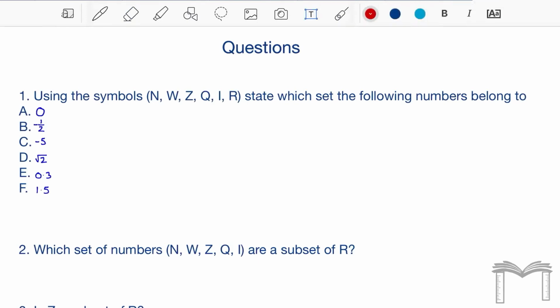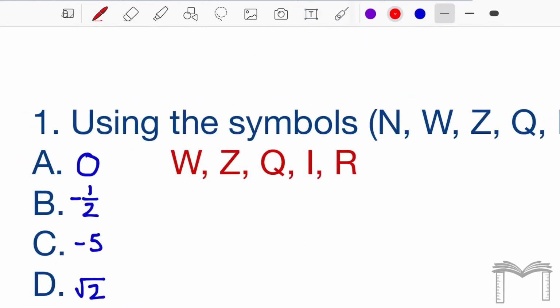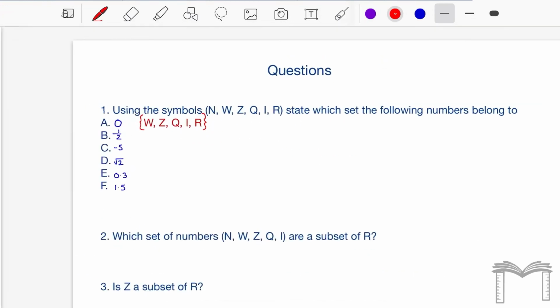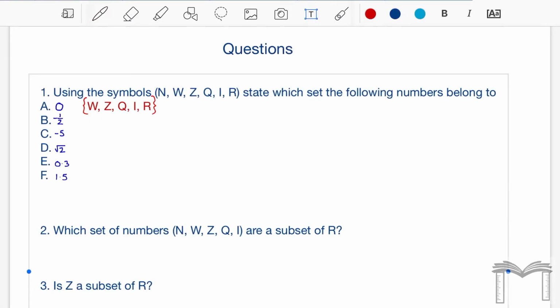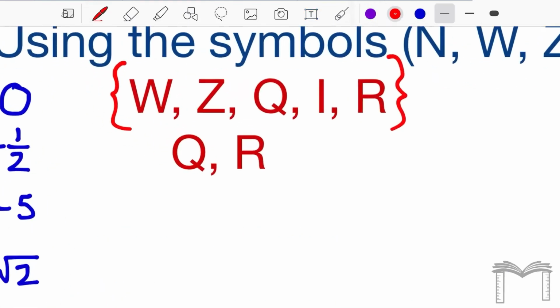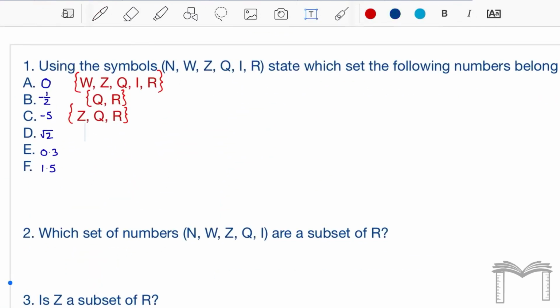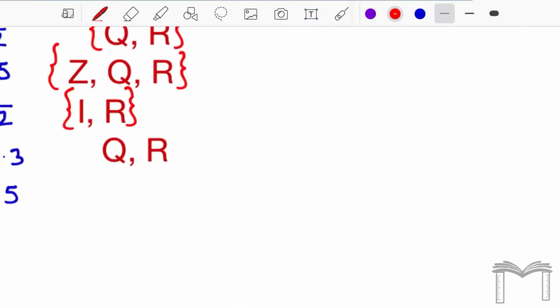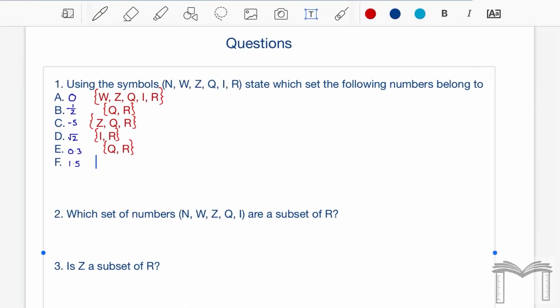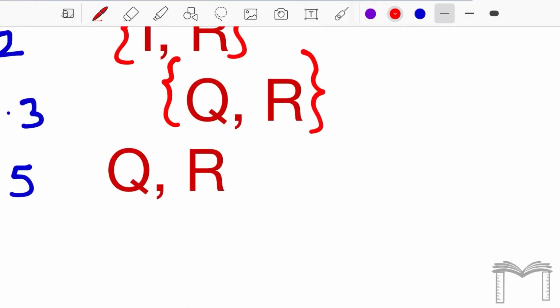Number 1. Using the symbols N, W, Z, Q, I, and R, state which set the following numbers belong to. So 0 belongs to whole numbers, positive and negative integers, rational numbers, irrational numbers, and real numbers. A half belongs to rational numbers and real numbers. Minus 5 belongs to the set integers, irrational numbers, and real numbers. Root 2 belongs to the set irrational numbers and real numbers. 0.3 belongs to the set rational numbers and real numbers. And F, 1.5, belongs to the set rational numbers and real numbers.